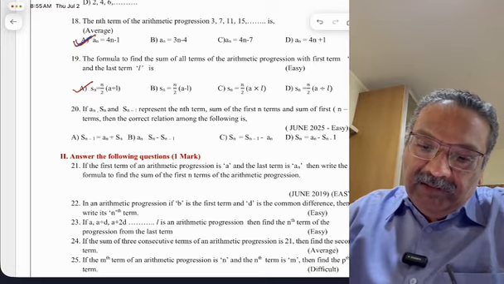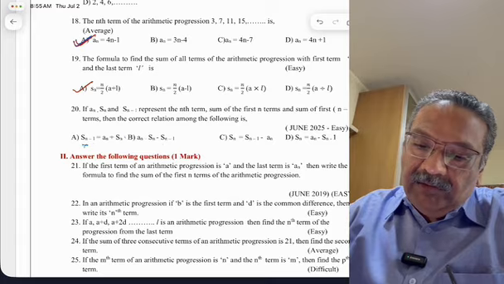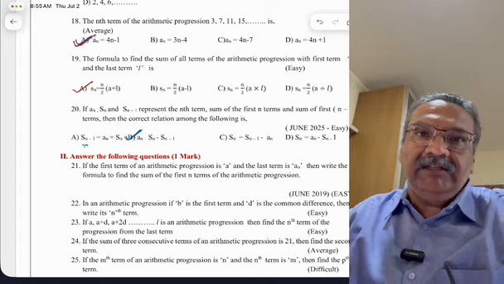Which one comes? Does this come? An will be Sn plus 1 minus Sn? No, this is not it. This will be An is equal to Sn minus Sn minus 1. So this is correct. B is the answer.